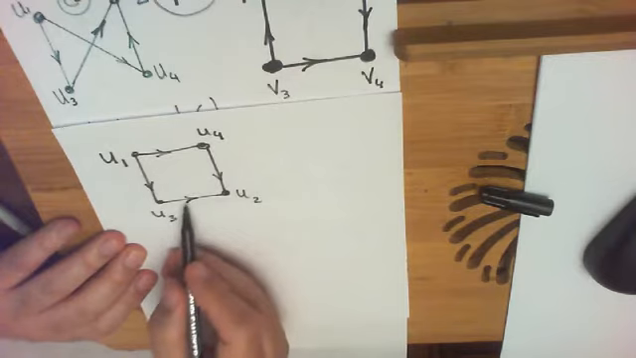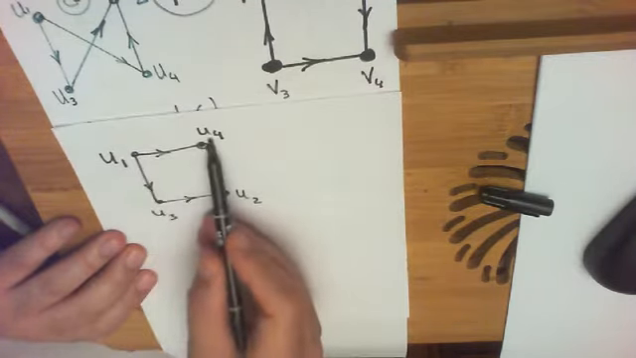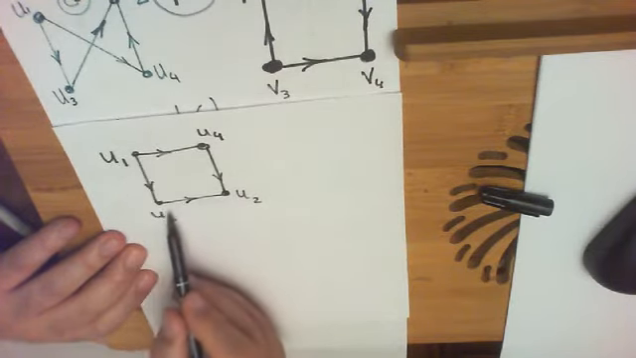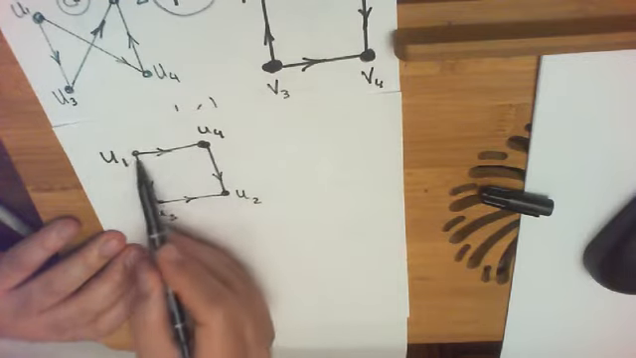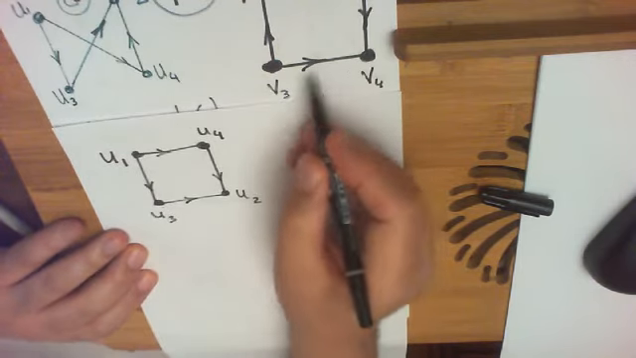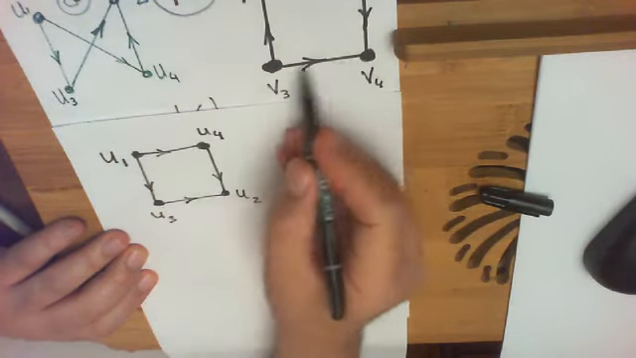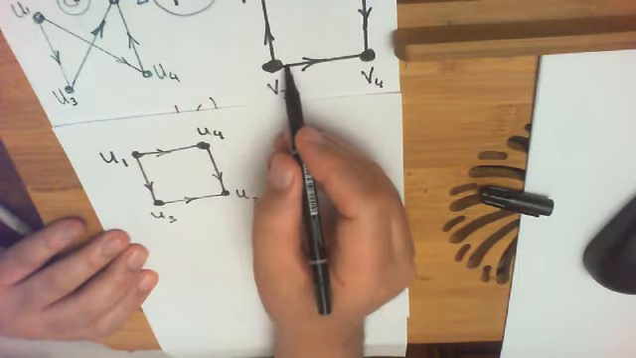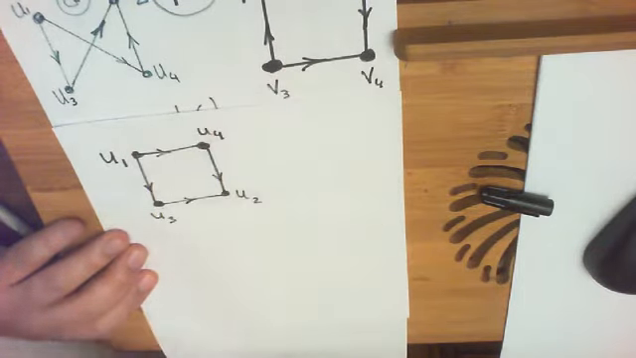As you see, this is closed. If you go from U1, U4, U2, you can't go to U3. If you go from U1 to U3 to U2, you can't go to U4. So you can't visit all the vertices. But here we could visit all the vertices once and only once. If the starting vertex is the final vertex, this is called a Hamilton circuit. But here it is a Hamilton path, not a Hamilton circuit.